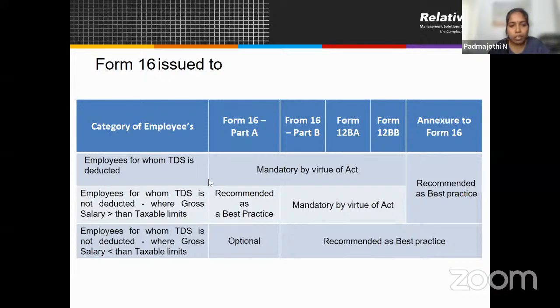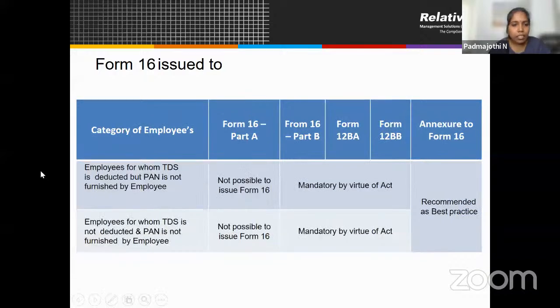So it is better to report all the employees' salary, and it is not mentioned anywhere in the Act that Form 16 has to be issued only for the taxable employees. It is predictable. As a general practice, we are issuing only to the taxable employees, but it's better to issue to all employees with all these forms like Part A, Part B, Form 12BA and Form 12BB. And the annexure to Form 16 is a best practice that we are following. We are recommending everyone to do it.